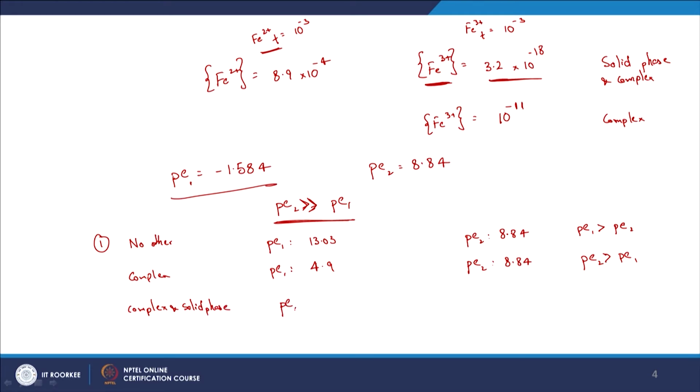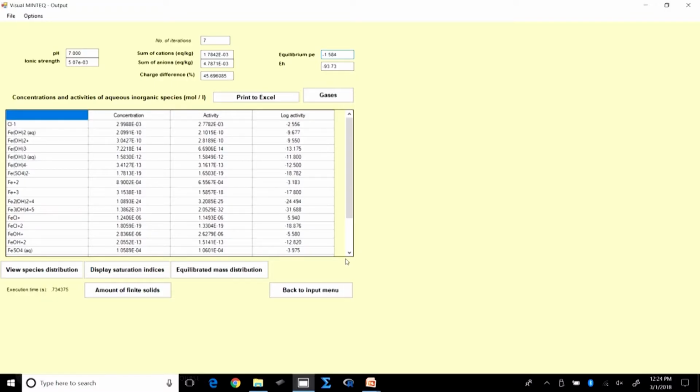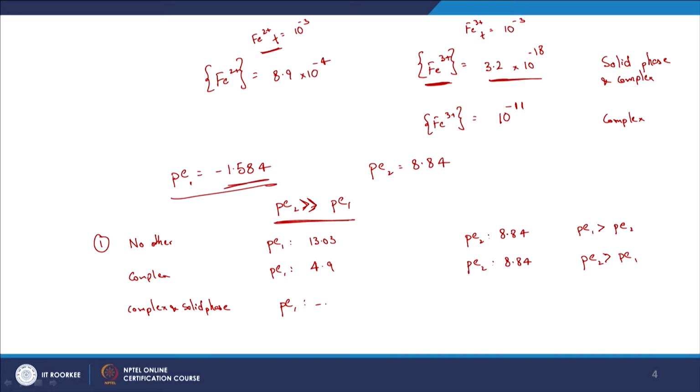And when we consider the case of the complexes and the solid phase, and redox, obviously we saw that the PE1 value is now much lower, and I think we end up with a value of minus 1.58, and PE2 is still going to be equal to 8.84. So PE2 is much greater than PE1, or PE1 is much less than PE2. So again, what does this mean? That ferrous iron would very strongly want to reduce your particular chlorinated solvent, which is C2Cl4, right.